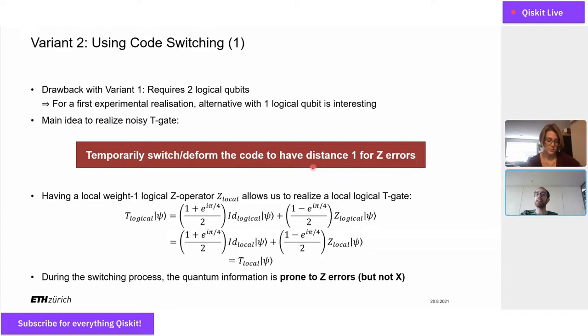So after we've done this logical T gate, we immediately switch back to the original code. And you can maybe already imagine that this procedure is not going to be fault tolerant, because for a short amount of time, we expose ourselves to Z errors, right? Because we have a Z distance of 1. But interestingly, we're not prone to X errors because the X distance stays large during the whole process.